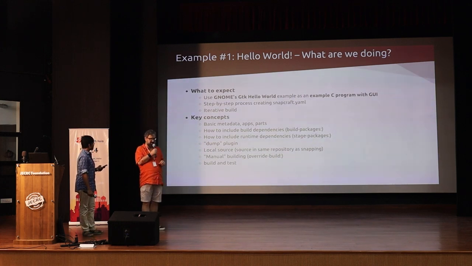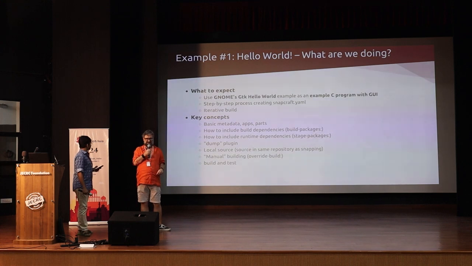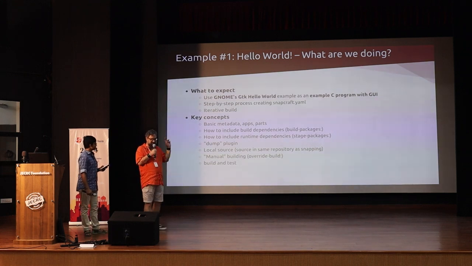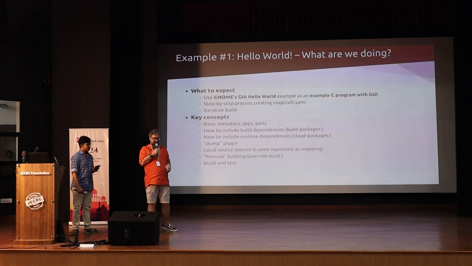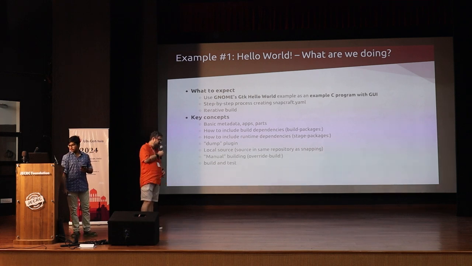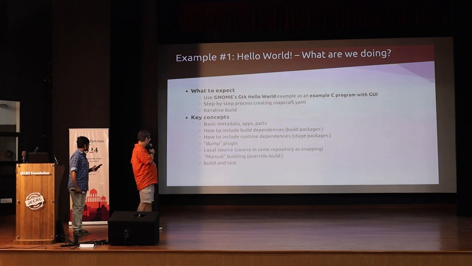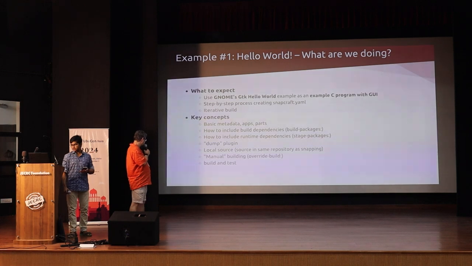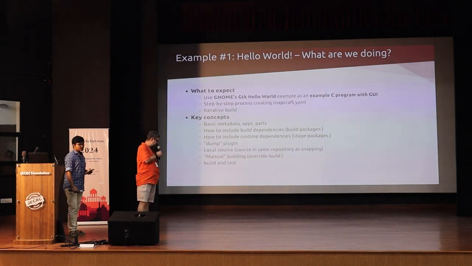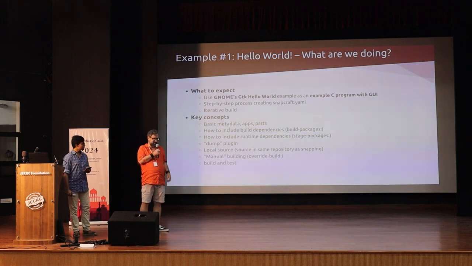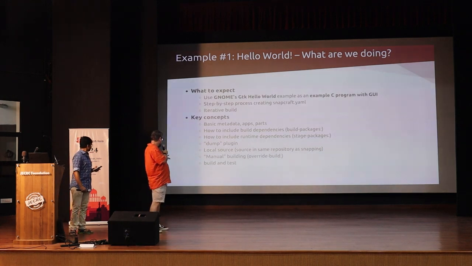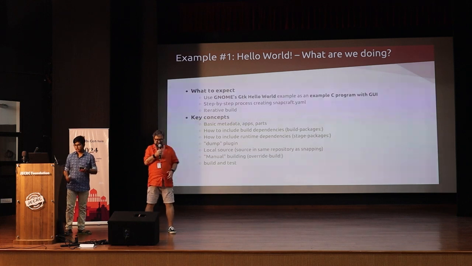and will have information about the applications which can be started by the user, and also the parts which have to be built, the application itself, libraries, and so on, to make up the complete snap, and the instructions to build every part. And we will also show how to include build dependencies and runtime dependencies. We will use a plugin, the dump plugin, a very simple one. And we have a local source, which means we have the snapcraft.yaml and the source code in the same directory. And we will show manual building, and in the end, we will build and test the little snap.